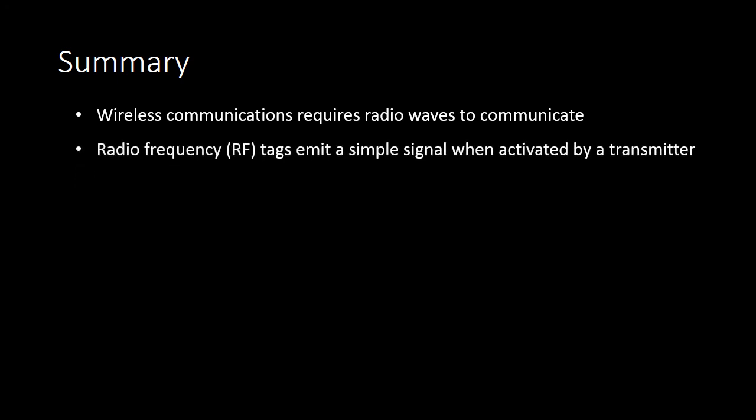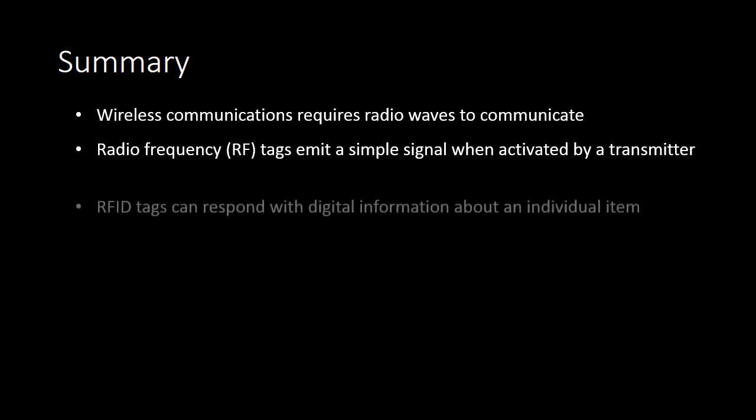Wireless communication uses radio frequencies to enable devices to talk to each other. This can be one-way, such as radio or TV, or two-way communication, such as Wi-Fi or mobile phones. Simple radio frequency, RF tags, emit a radio wave of a fixed frequency when activated by a transmitter. These signals cannot identify an individual item and are commonly used in retail security applications.